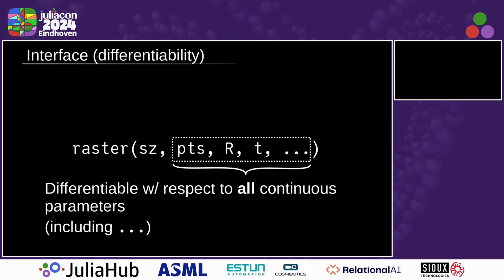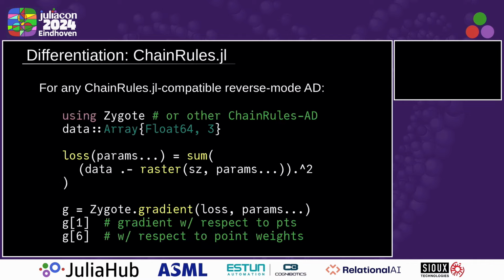Okay, so far I've talked about the forward process, but as advertised earlier, the way the rasterization is done is differentiable, and it's actually differentiable with respect to all parameters, or at least with respect to all continuous parameters, all parameters except the first one, the size. So how do you actually use this in a differentiable program, right?